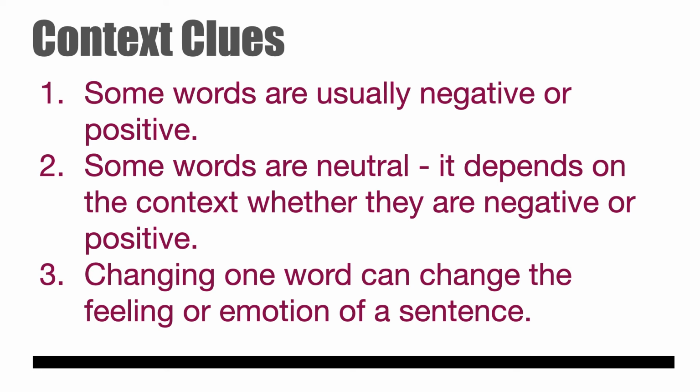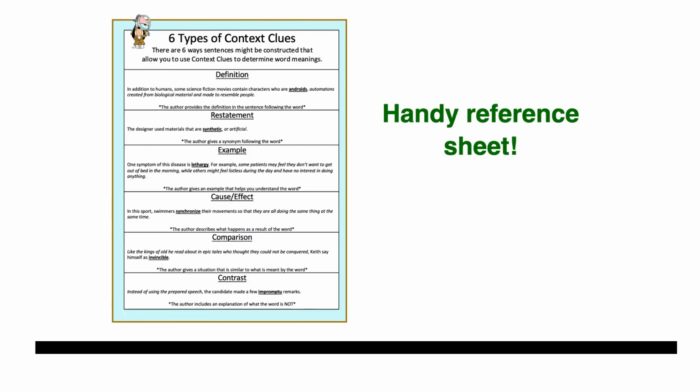So here are three things to remember. Some words are usually negative or positive in connotation almost all the time that they're used. Some words are neutral, meaning it depends on the context whether they have a negative or positive connotation. And just changing one word can change the feeling or emotion of a sentence. Keeping these things in mind and combining them with the strategies on the six types of context clues reference sheet that's in the Canvas module can help you identify not only the meaning of words, but also the emotion or feelings behind them.